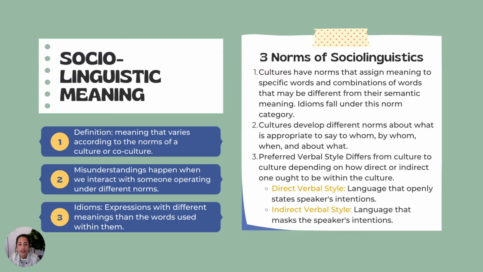Okay, then number 2, cultures develop different norms about what is appropriate to say to whom, by whom, when, and about what. Meaning, there are certain rules that we follow that to us are a norm, and norms are kind of rooted in our values. For me, I find it appropriate to always say thank you and yes ma'am, no ma'am, anytime that I'm being waited on. If someone is waiting on my table, I'm always going to acknowledge them and say, hi, thank you, yes ma'am, no sir.